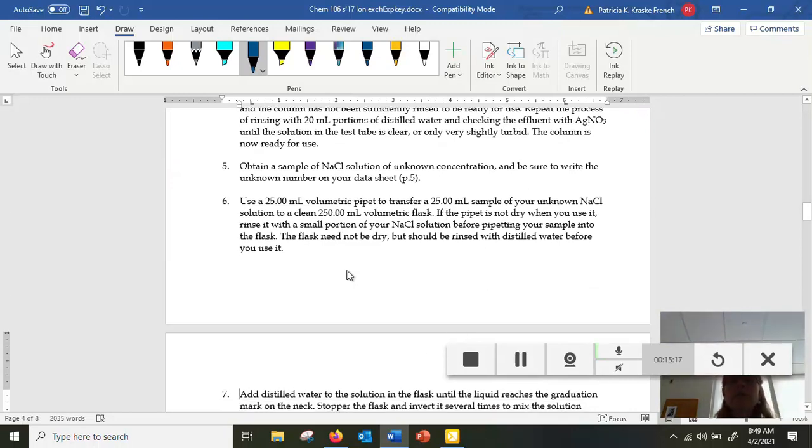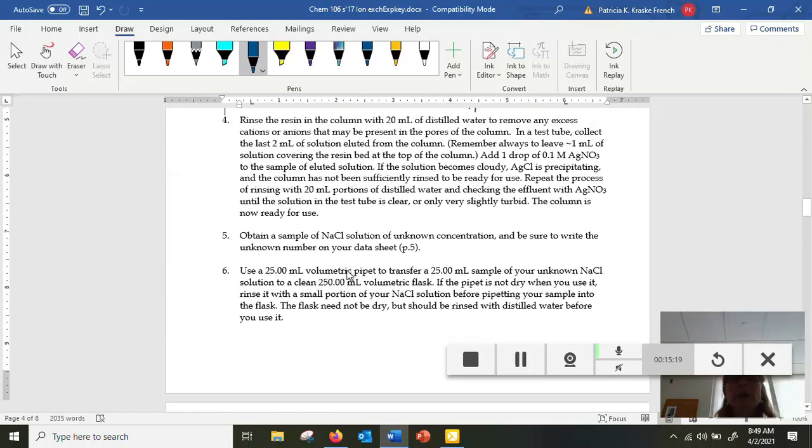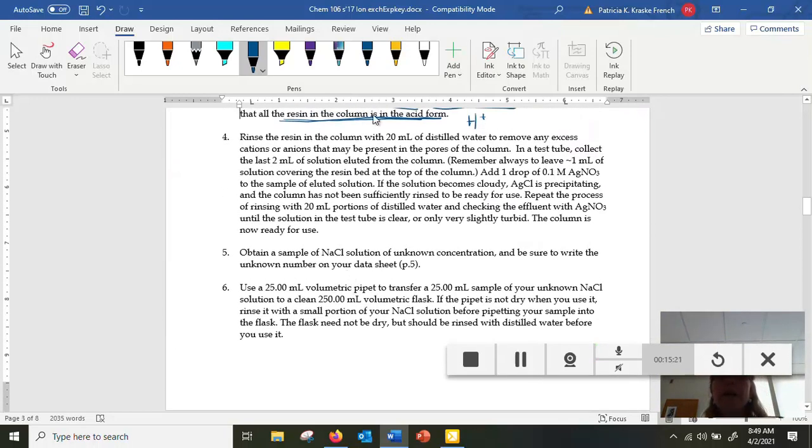Now we need to rinse this, and the reason we need to rinse this with more water is because not only do you have H plus sticking on those sites, you have H plus in all those little channels and crevices around the beads, and you don't want that. You want only hydrogen ions on the beads, okay? You only want the hydrogen ions that are attached to the beads, because those are the only ones that are going to give you the 1-to-1 ratio.